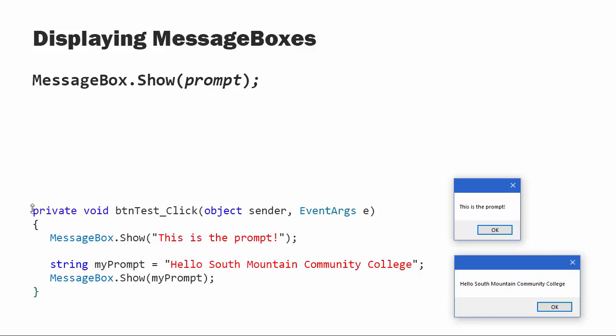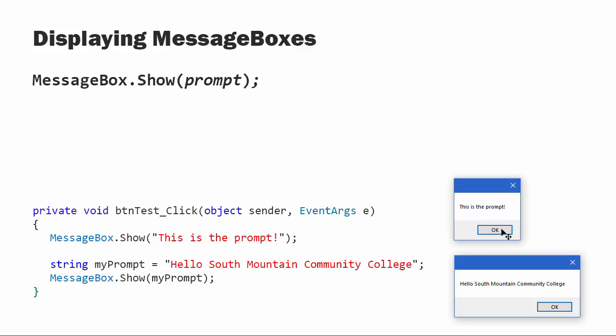So here I have a stub for a button called btnTest that, when the user clicks on it, is going to display a message box of MessageBox.Show. This is the prompt. And this is what would come up in our executing program. At this point, it pauses from executing any other code in our stub and waits for the user to respond, in this case, click an OK button.